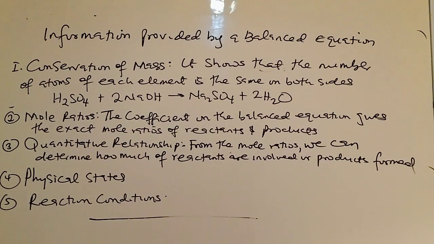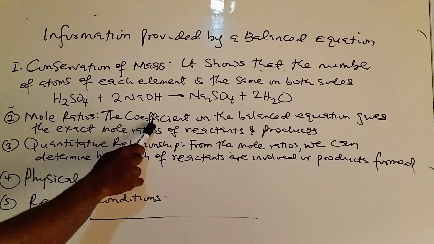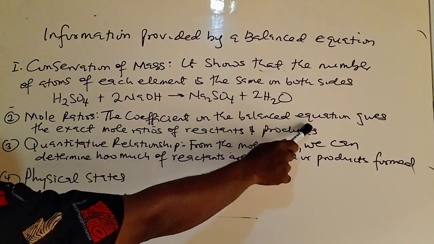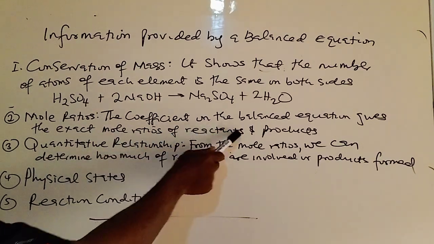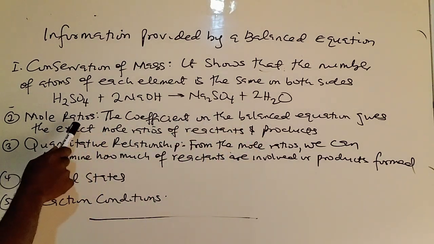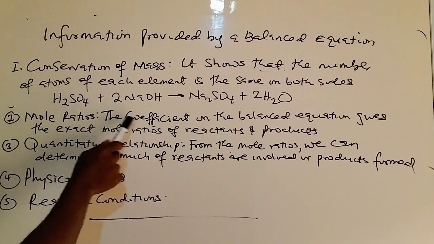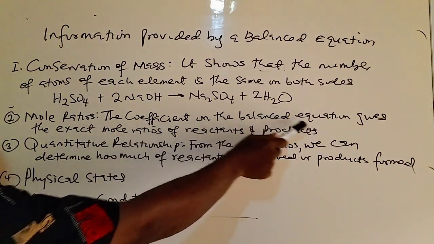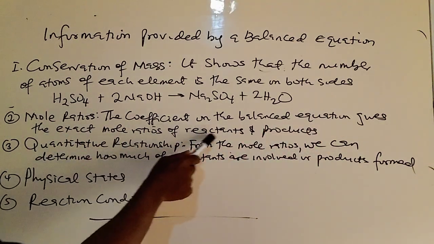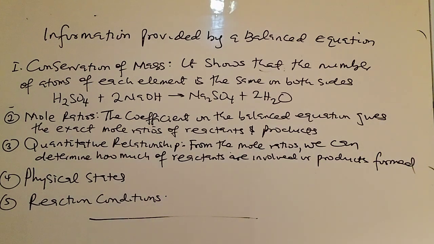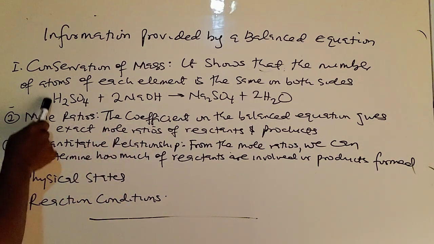Number 2 information you can get from a balanced equation is mole ratios. The coefficient on the balanced equation gives the exact mole ratios of reactants and products. That is to say that a balanced equation provides the mole ratios of reactants and products. So coefficients mean the number standing in front of a substance.